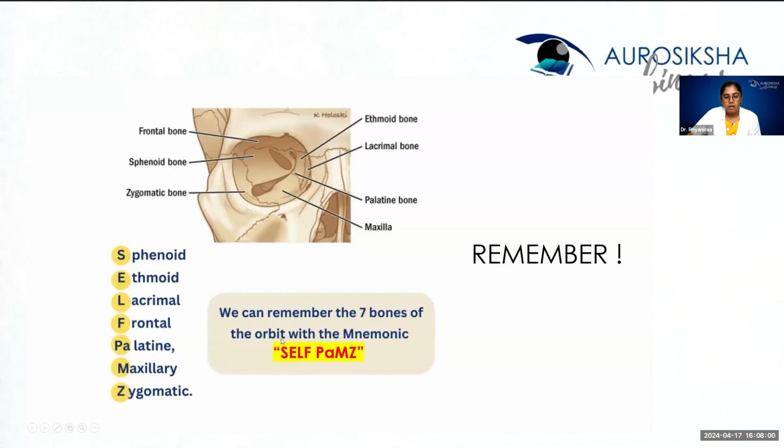Yes, we have a mnemonic called SELF-PAMS. You can remember the bones of the orbit with this mnemonic, as S stands for sphenoid, E for ethmoid, L for lacrimal, F for frontal, PA for palatine, M for maxillary, and Z for zygomatic bone. I hope this mnemonic will be helpful for you to remember the bones of the orbit.